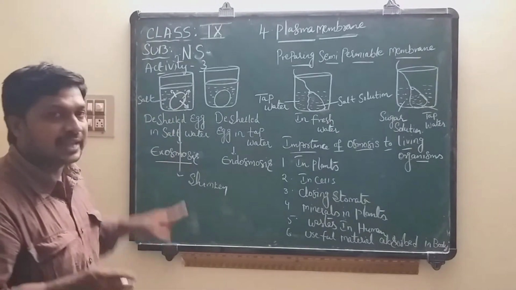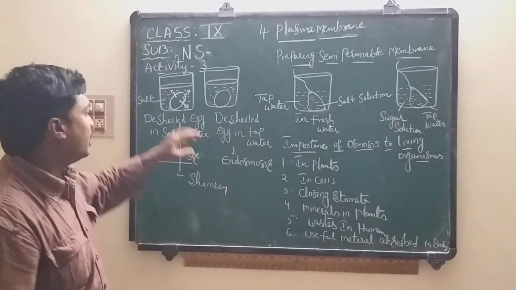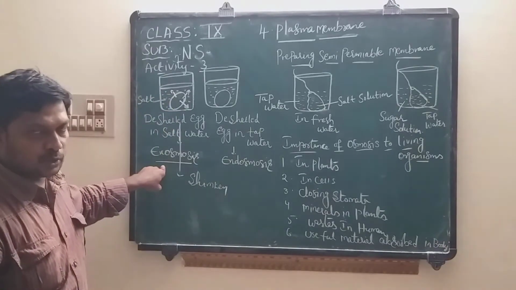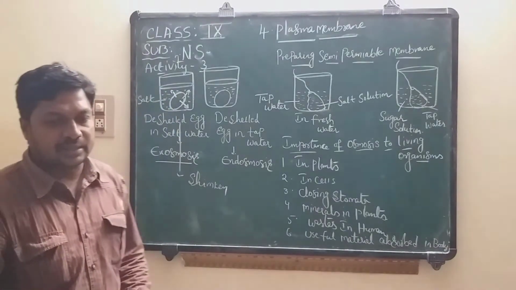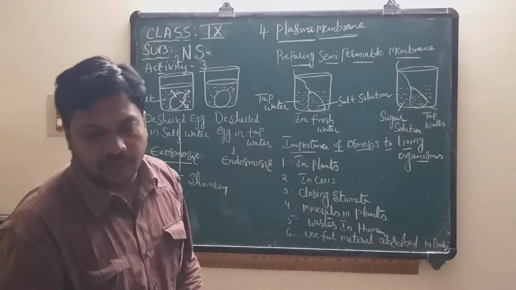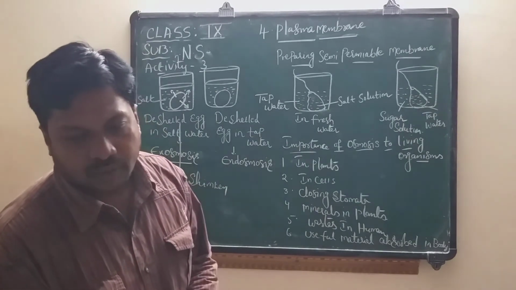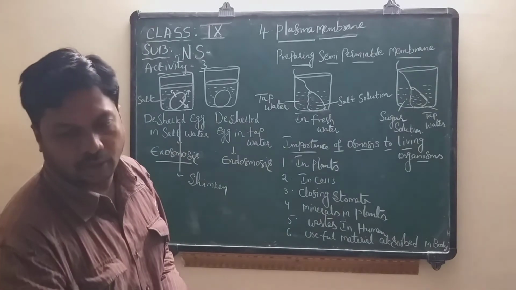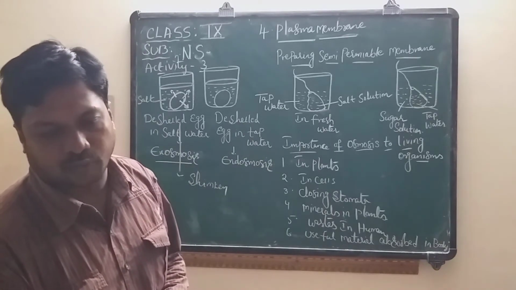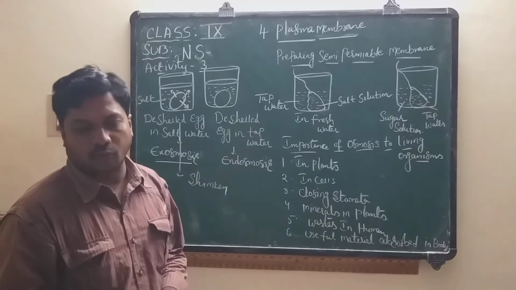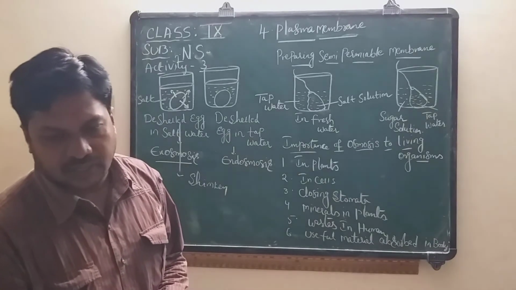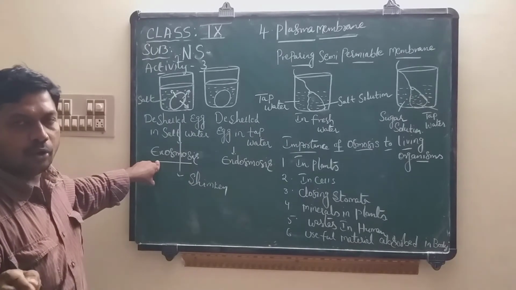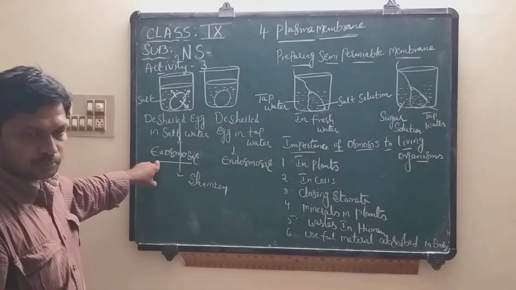Ex means outside. Here the water from the egg comes outside. This is called exosmosis. Write down on page number 43 of the textbook. There they gave one box, the last one: the egg placed in salt water shrinks. The shrinking of the egg is due to exosmosis. They gave one blank; there you have to write exosmosis.